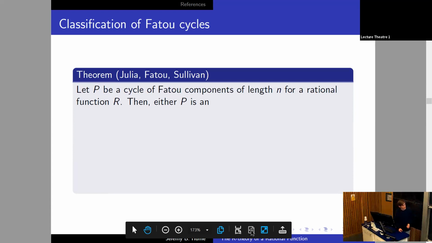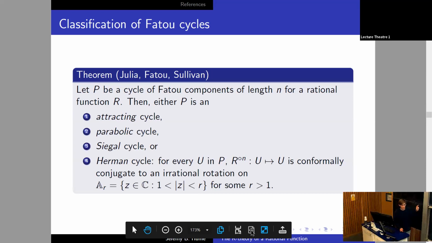So there's a theorem that classifies the dynamics on Fatou components. I won't go into all of it, but it's due to a lot of people, Julia, Fatou, and Sullivan, for instance. So if P is a Fatou cycle, then it can either be an attracting cycle, parabolic cycle, Siegel cycle, or a Hermann cycle. And this last one is important for us because this is what actually shows up in the K3.